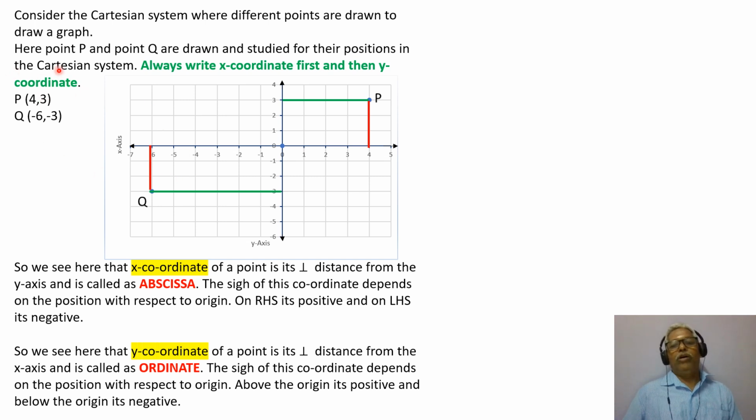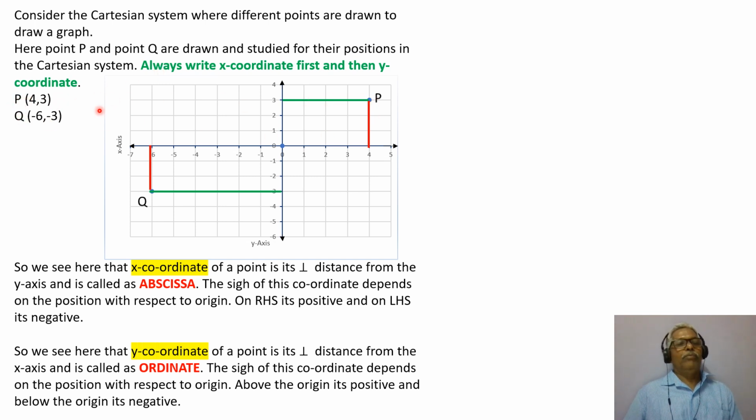We will just go through this comment at present. Here point P and point Q are drawn and studied for their positions in the Cartesian system. Point P is (4, 3) and Q is (-6, -3). Always write the x coordinate first and then the y coordinate. Okay, we know this. So we will draw P.